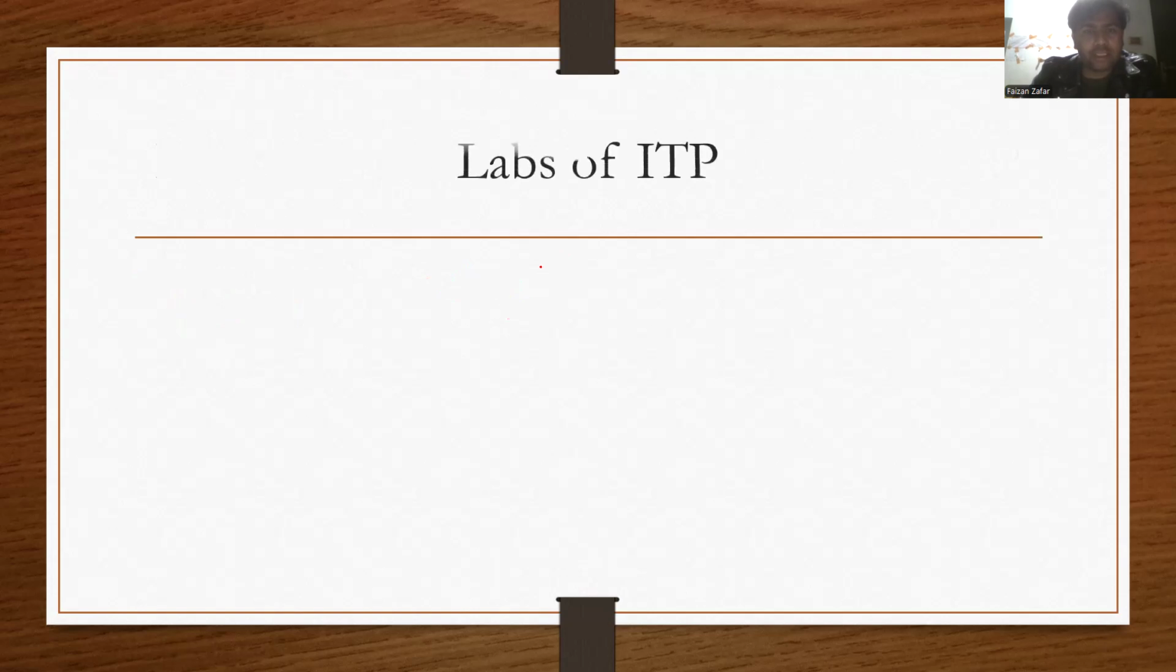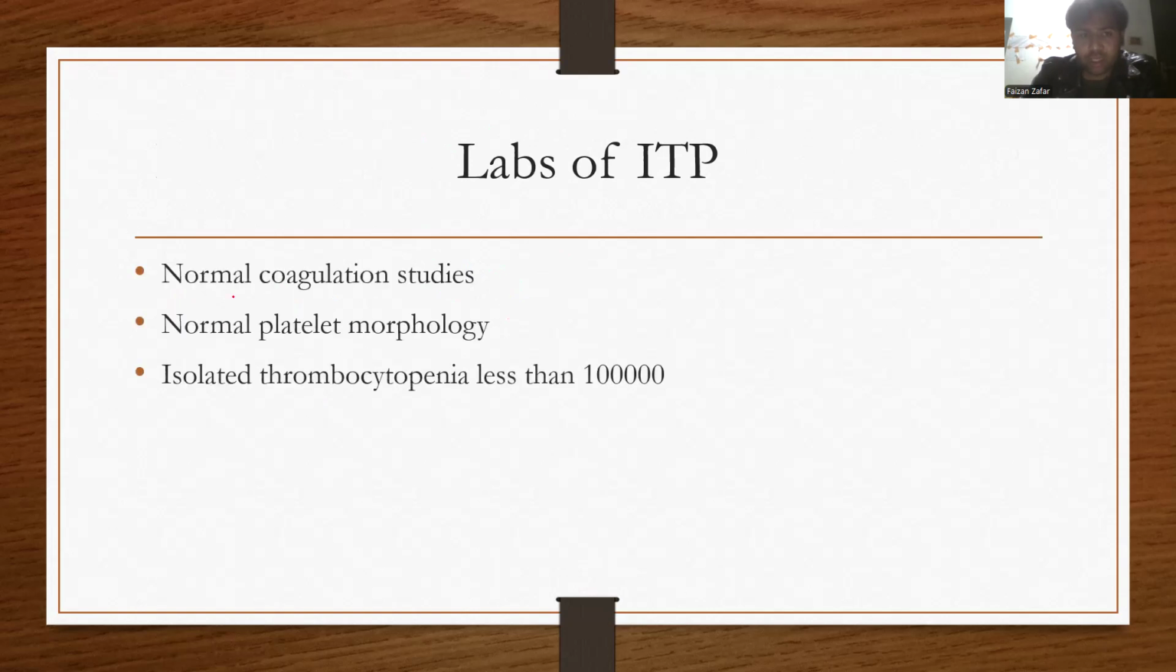The next question is the labs of ITP. What will you find on the labs of ITP? Platelet count will be decreased. Coagulation studies are normal, platelet count will be reduced, but platelet morphology remains normal. So isolated thrombocytopenia, which is again very important, very high yield, is less than 1 lakh. So normal coagulation, normal platelet morphology, and isolated thrombocytopenia, less than 1 lakh.